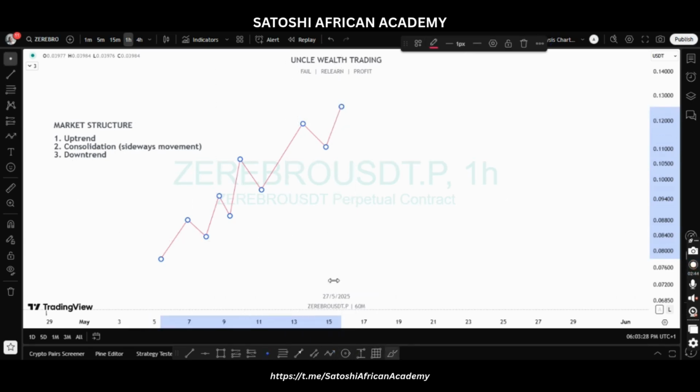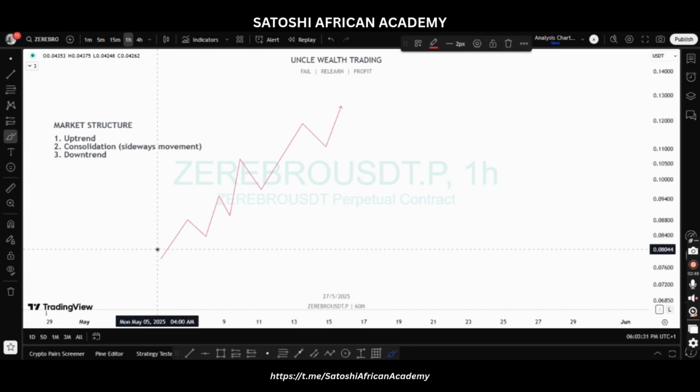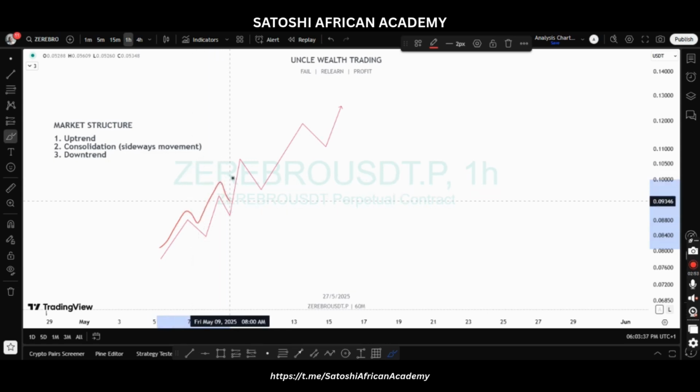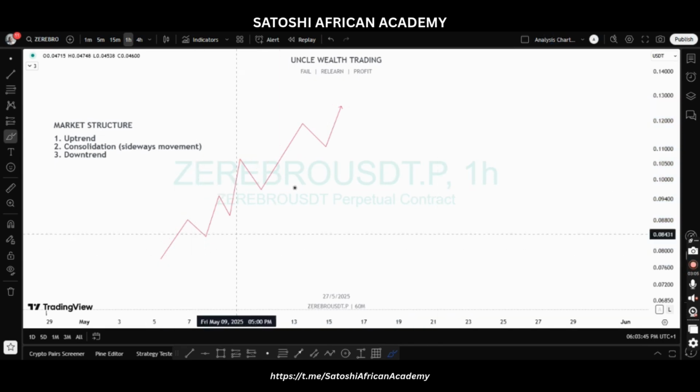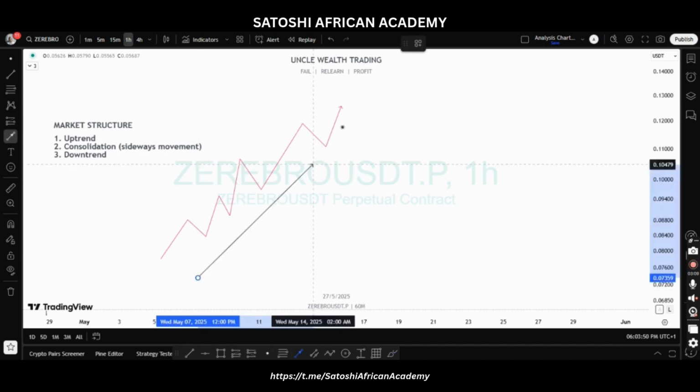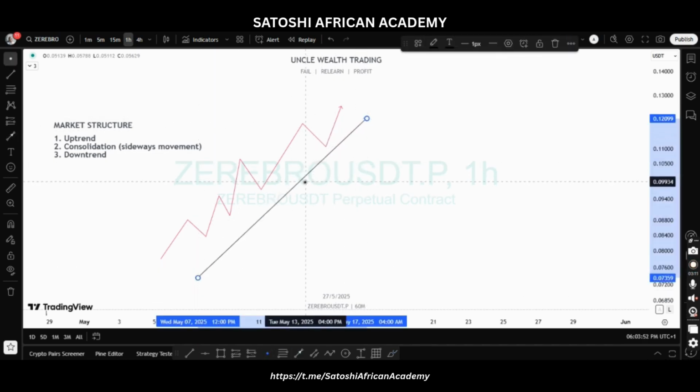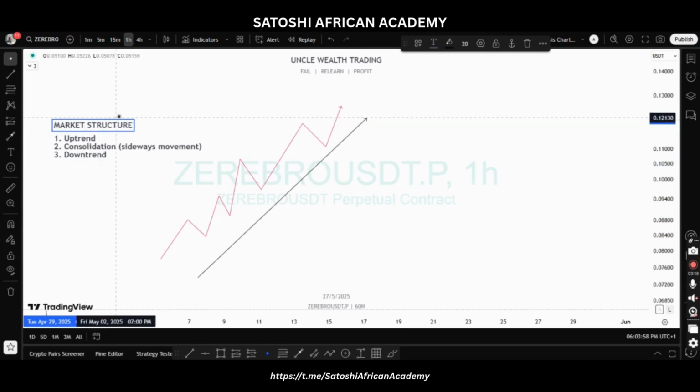So, this is an impulse move. This is a pullback, impulse, pullback, impulse, pullback, impulse, pullback, impulse. And this pattern of movements is what we call an uptrend.